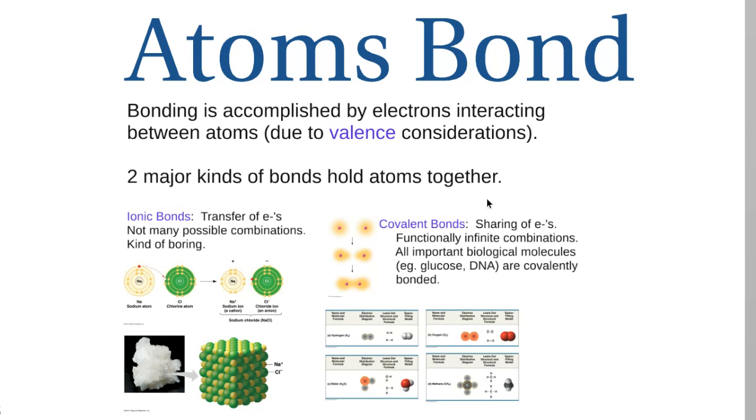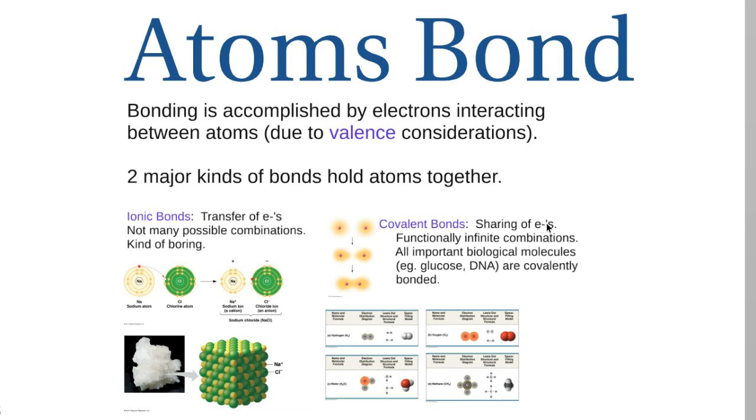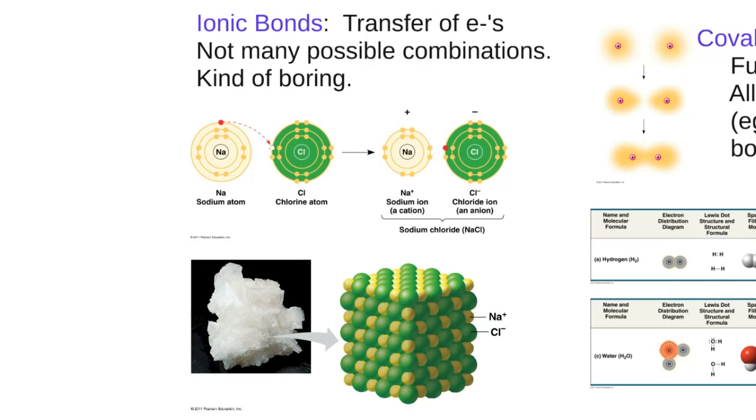Most of the time when we're looking in biology, we're looking at covalent bonds. Covalent bonds require a sharing of electrons. Functionally, there's an infinite combination, but all the important biological molecules that we focus on, those 4 groups, for instance, biomolecules, nucleic acids, proteins, carbohydrates, and lipids, they involve covalently bonded atoms.